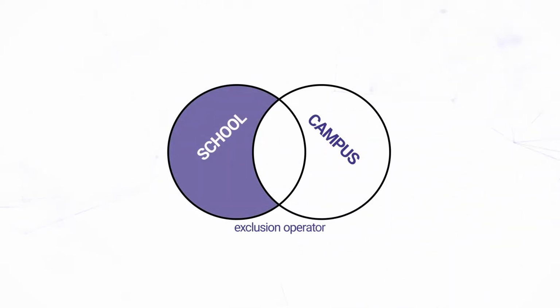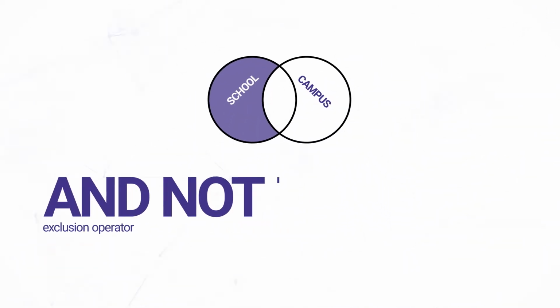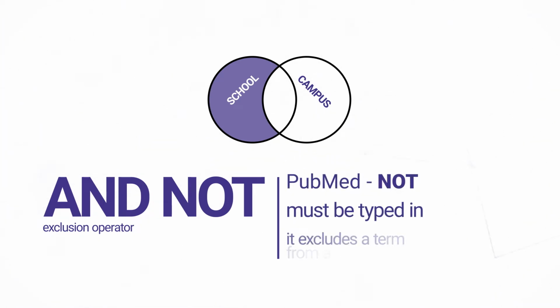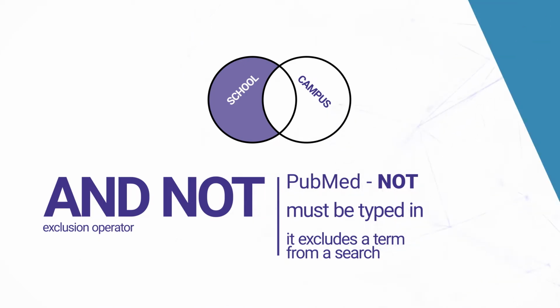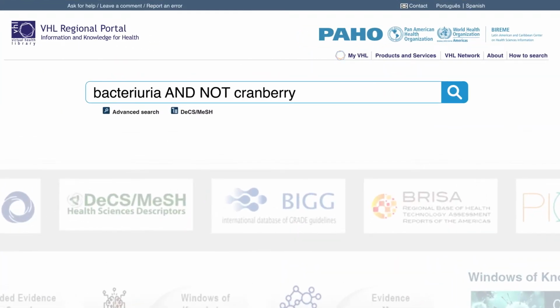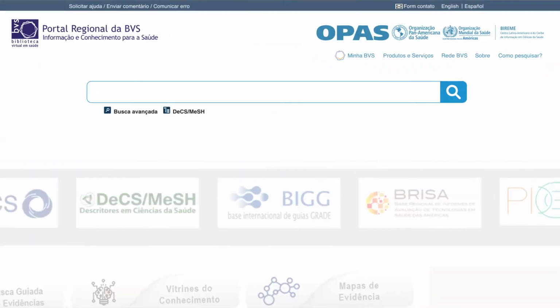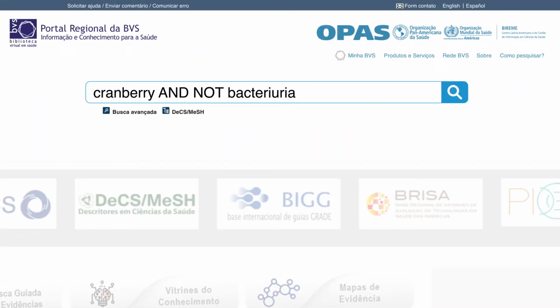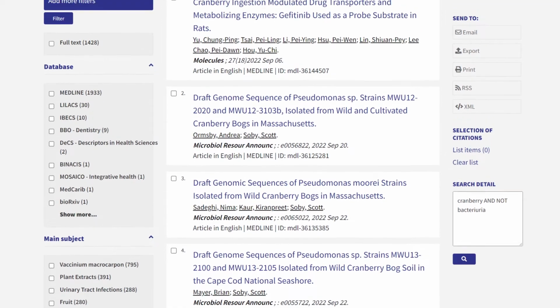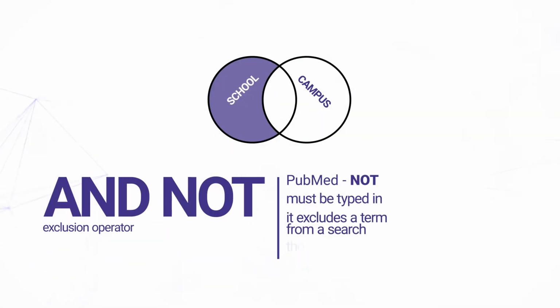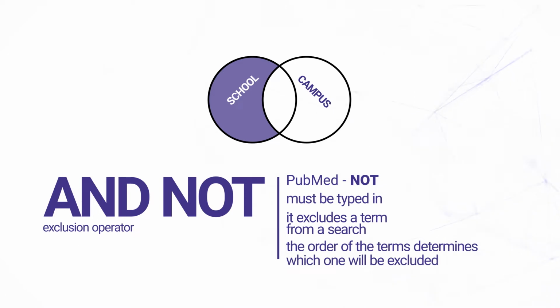We also have the exclusion operator, which in the VHL we call AND NOT, and in PubMed simply NOT. The exclude operator must be used with great care, as it excludes a term from a search. For example, bacteriuria and not cranberry, we will exclude the term cranberry from the search. If we put cranberry and not bacteriuria, we exclude the term bacteriuria. In other words, the order of the terms determines which one will be excluded.